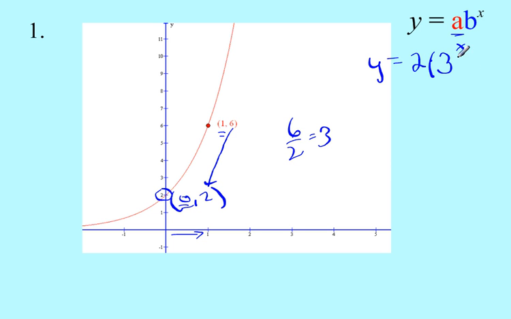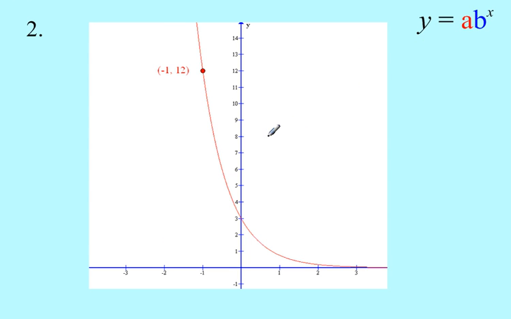Now typically, you might see parentheses here. This looks a little bit better. There's our equation for that exponential growth curve. Number 2, same situation. We already know our intercept is 3. So let's start there. y equals 3 times my b, my multiplier. Now it's a multiplier, so let's keep it as a multiplication, not division, even though it works the same.